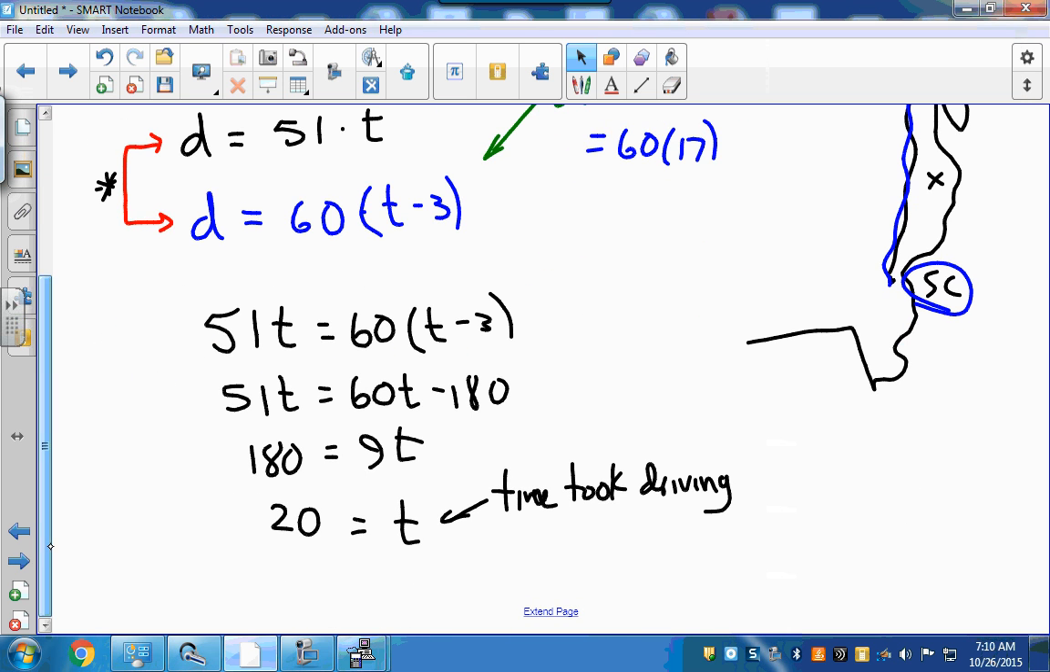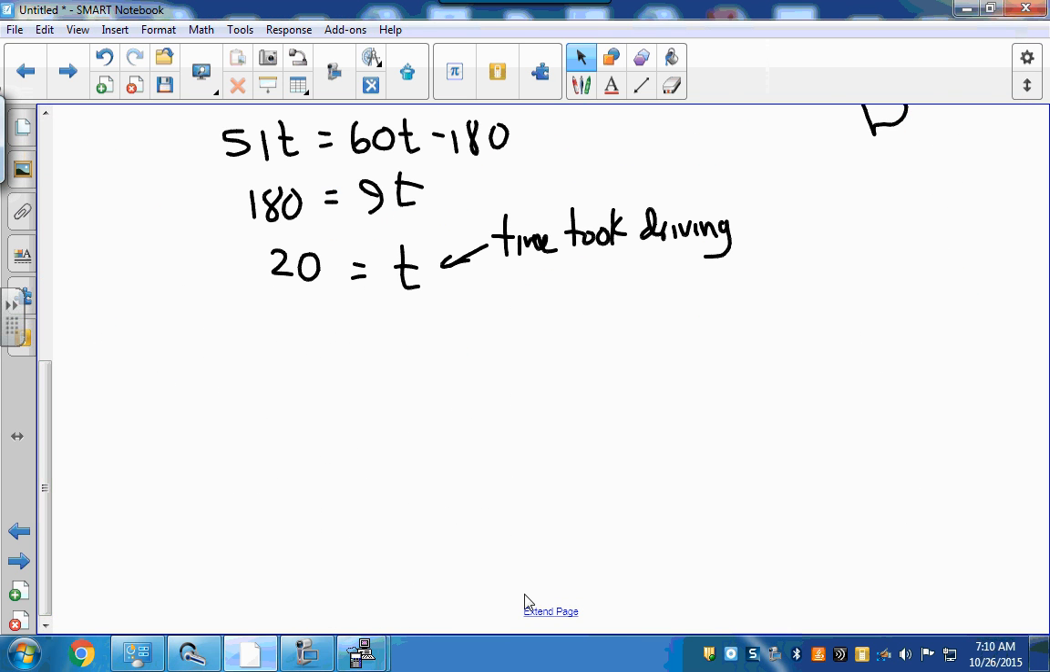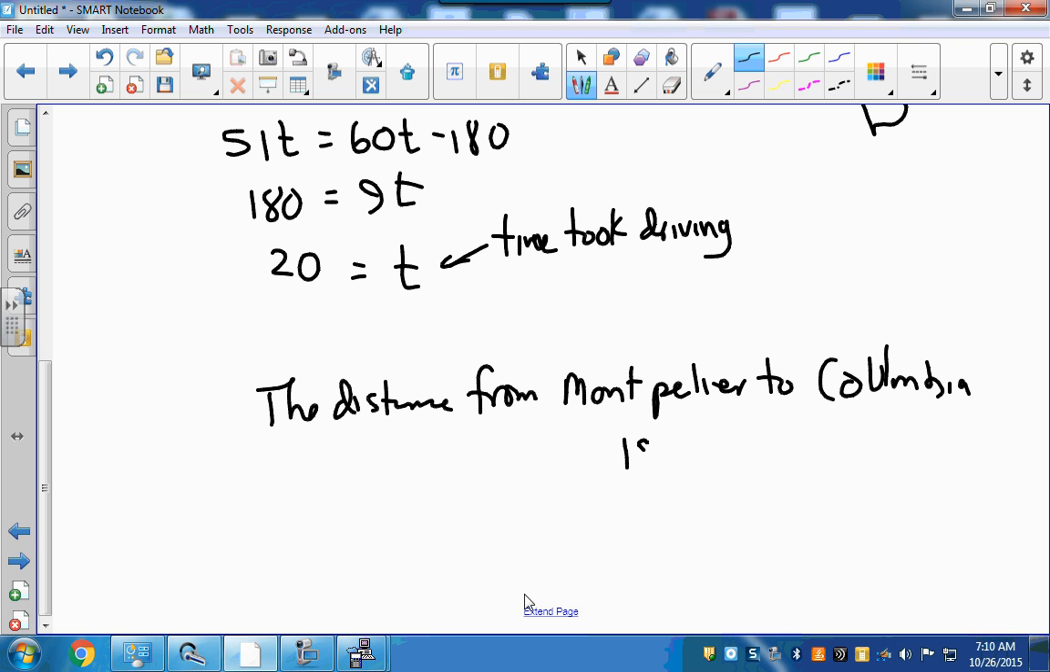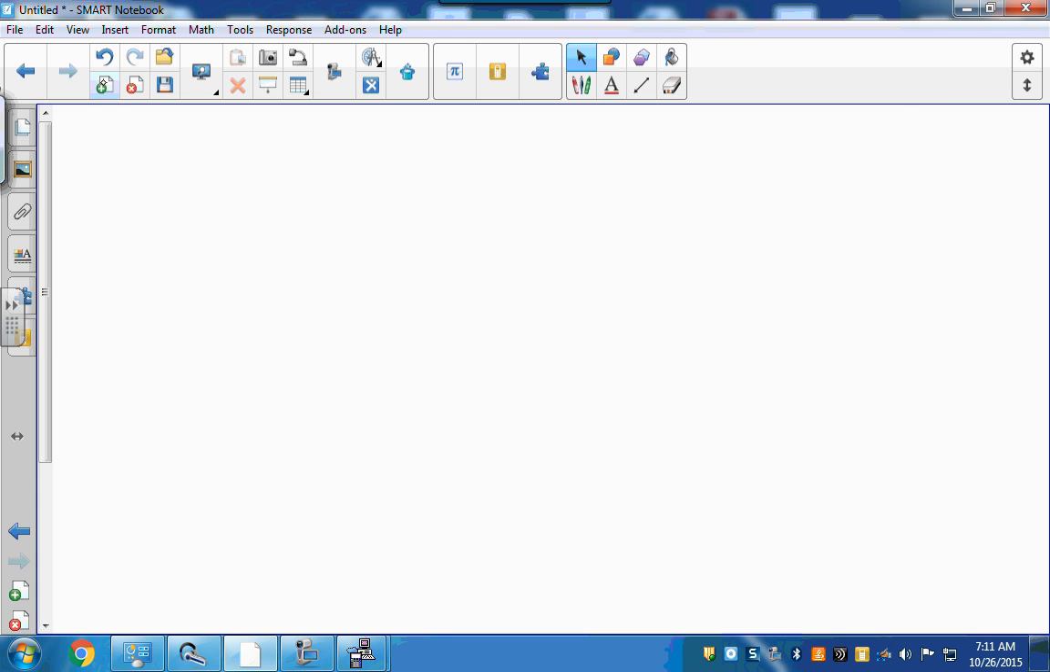Okay, so we've done all that work, and now we'll go ahead and write the answer to the problem. The distance from Montpelier to Columbia is approximately 1,020 miles. Okay. The third homework problem from this chapter was number 55.